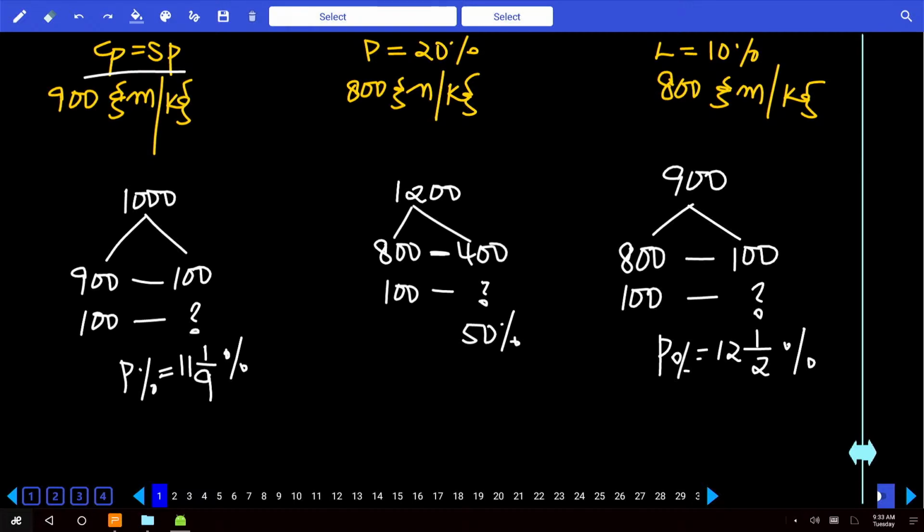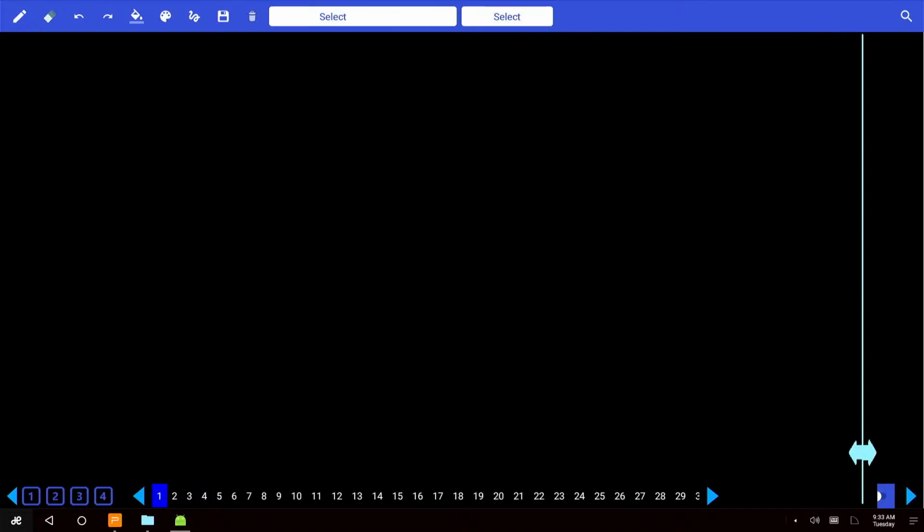A dishonest dealer professes to sell his goods at cost price, but he uses a weight of 900 grams for every kg. Find his gain percent. So you are the merchant. I am your customer. I asked for 1 kg. How many grams do you have? 1000. You are selling it at cost price, or are you changing the price? Cost price. So you have to start with 1000. How many grams are you giving me? What is your profit?